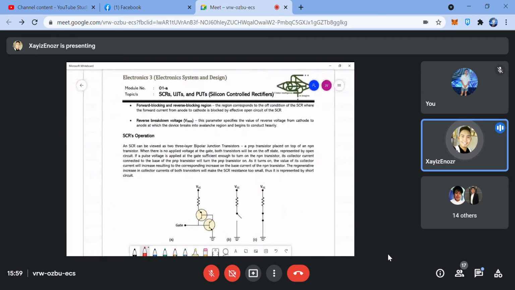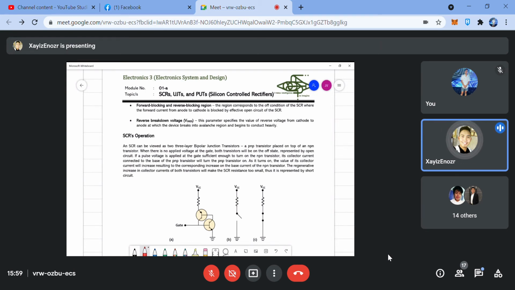Then we have the forward blocking and reverse blocking region. So ito naman yung state kung saan naka-off yung SCR natin. Okay? Then we have the reverse breakdown voltage. This parameter specifies the value of reverse voltage from cathode to anode at which the device breaks into the avalanche region and begins to conduct heavily.